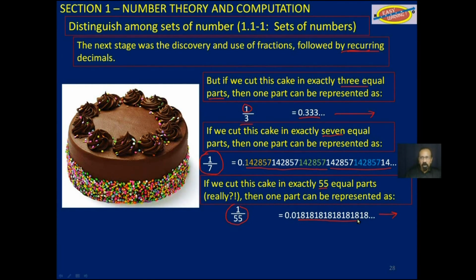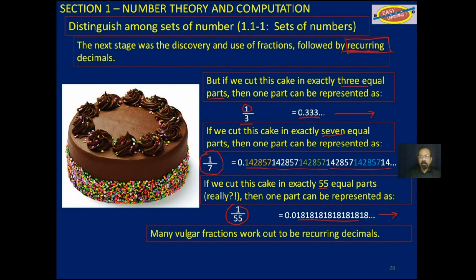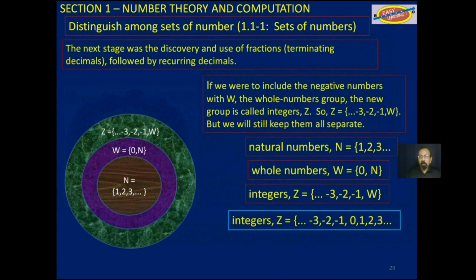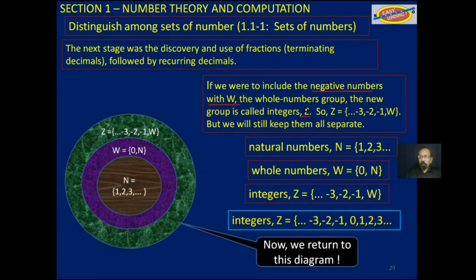Now, these vulgar fractions, if you divide the numerator by the denominator, and they do not work out, they are called recurring decimals. Now, many vulgar fractions work out to be recurring decimals. There are a few that work out to be terminating decimals, like half and quarter and 3/4. So if we were to include the negative numbers with W, we already did this, we have Z, which is the integers. Now we will return to the diagram and put in those fractions.